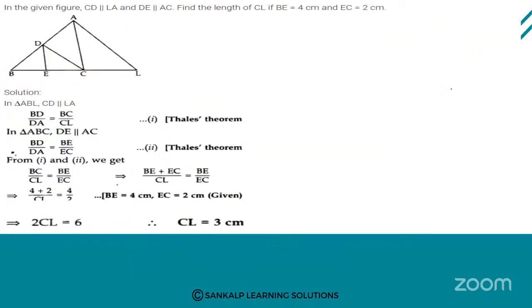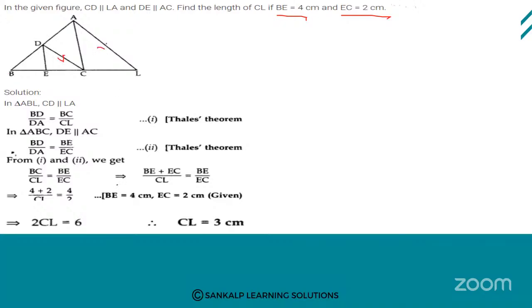Next, in the given figure, CD is parallel to LA and DE is parallel to AC. Find the length of CL if BE is 4 centimeter and EC is equal to 2 centimeter. They have given. Okay. Next. So in the figure ABL, CD is parallel to LA and DE is parallel to AC. Yes. So solution: in triangle ABL, CD is parallel to AL.